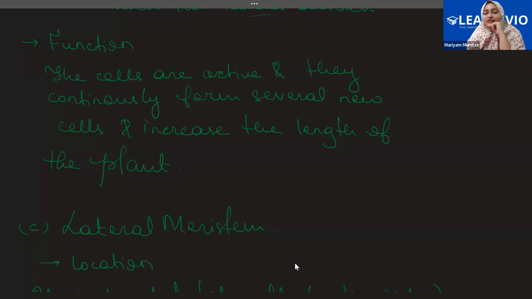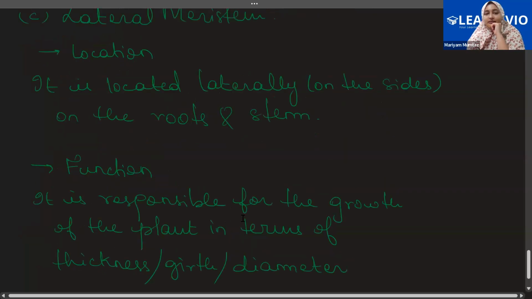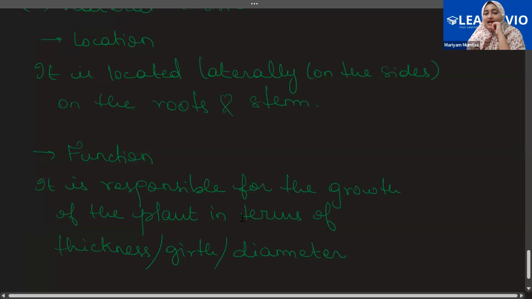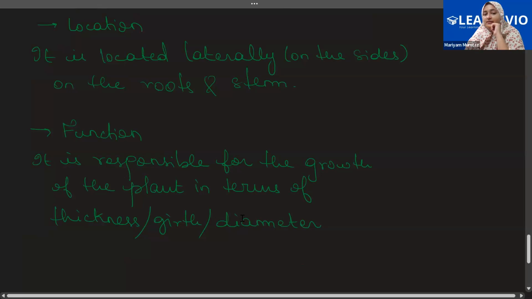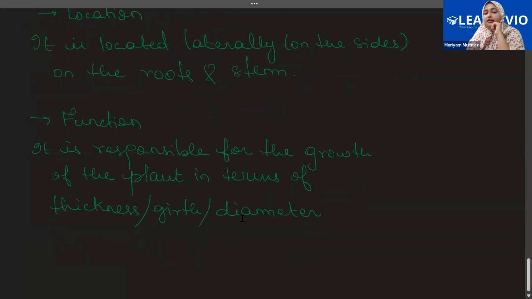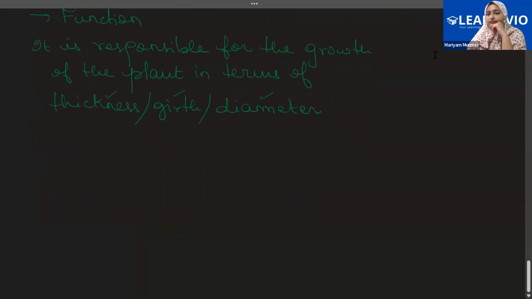Okay. All right. So let's talk about the lateral meristem. Now we know the position is sideways, and remember, out of all the meristematic tissue, lateral meristem is the only meristem that is responsible for the growth of the plant in terms of thickness. The word thickness, the word girth, and the word diameter, all of them mean the same thing. It means increase in the plant's stem like this. The apical and the intercalary meristem is responsible for the increase like this, but the lateral meristem is responsible for the increase like this. Clear to everyone? Yes. Any doubts? No, ma'am.